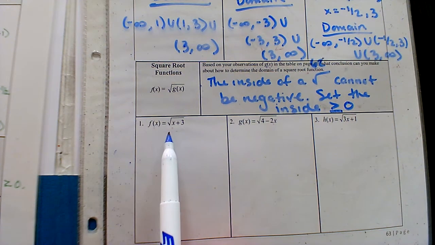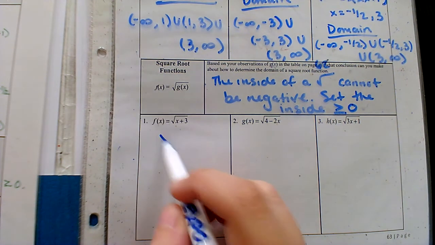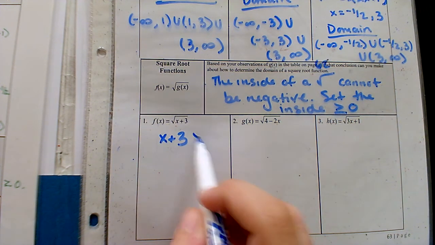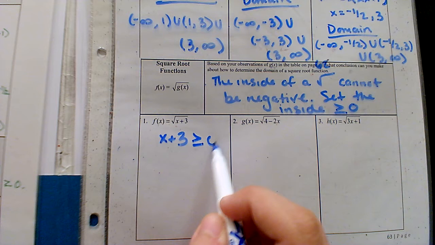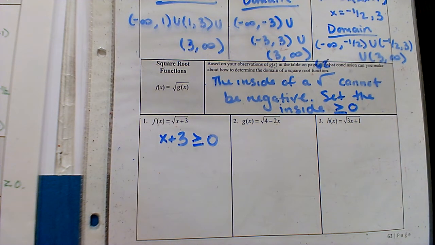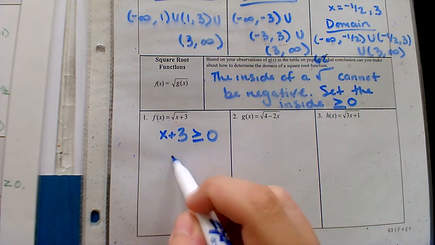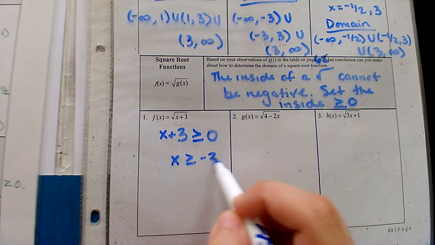So take a look at our first one here. The inside is x plus 3. We know that that inside part has to be positive or 0. So we'll set it greater than or equal to 0. Can we solve for x? Subtract the 3.